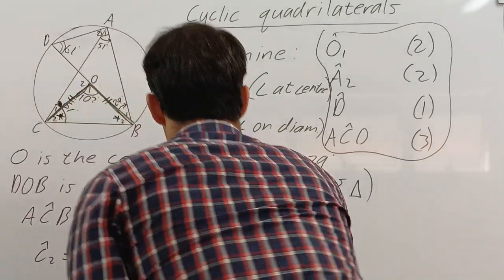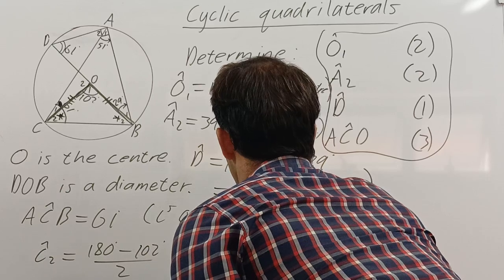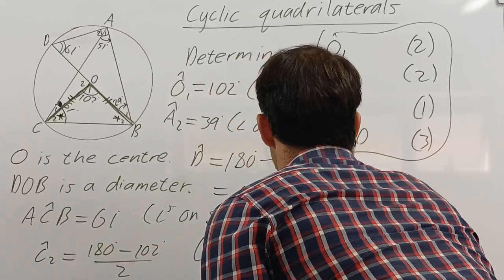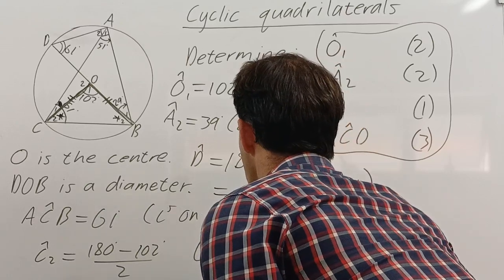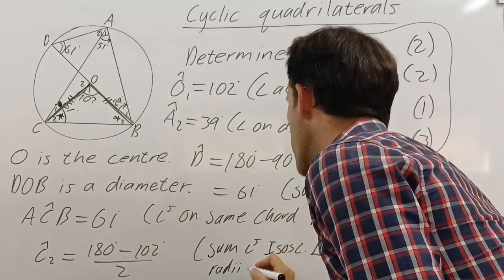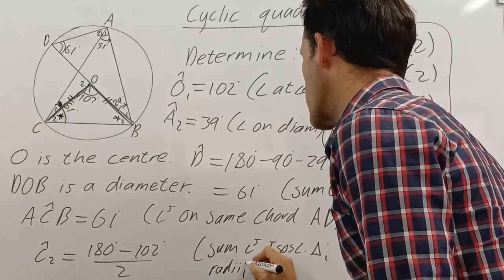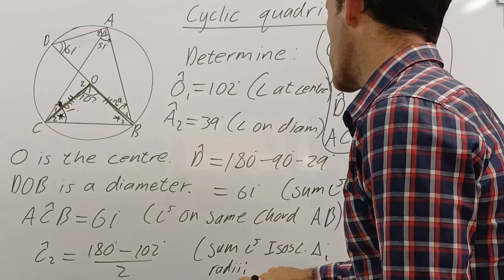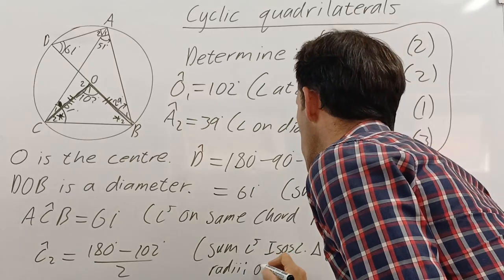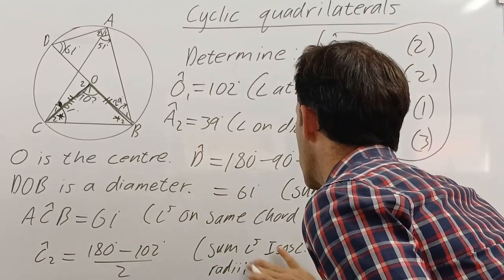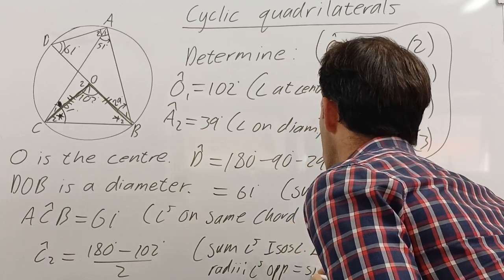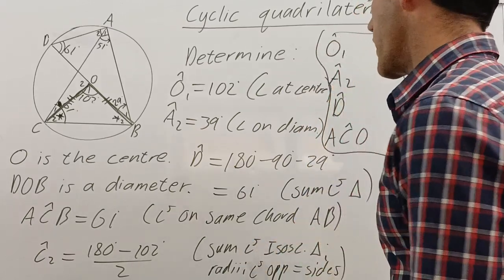Reason? Sum of angles of an isosceles triangle. And you can also say with that, radii, just to be sure you said enough: radii, sum of angles isosceles triangle. And then to be very safe, you can also say, what else? What's part of the reason? Angles opposite equal sides. I think that's more than enough, just to make sure.